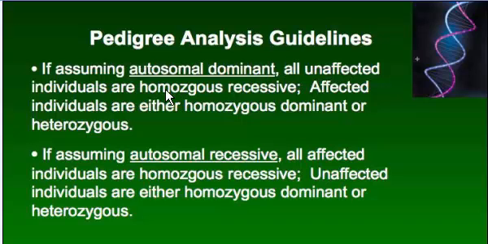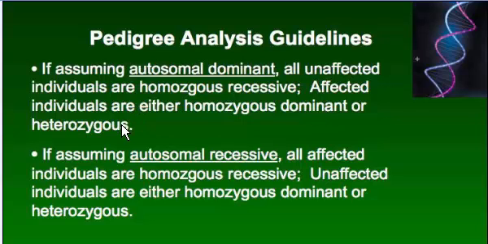Right, the individuals whose symbols are not colored in. Because if you're assuming autosomal dominant inheritance, then you know the unaffected individuals have to be homozygous recessive. Then any individual that's affected has to be either homozygous dominant or heterozygous.